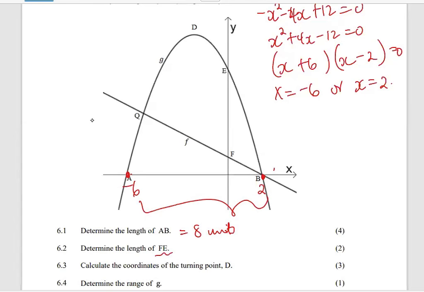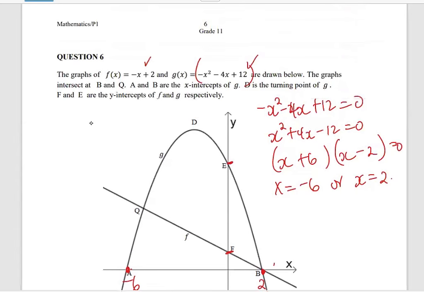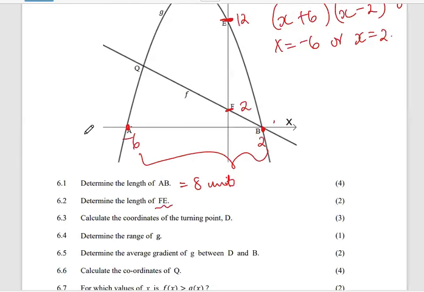Then they want the length of FE. So from this point to that point, what is the y-intercept of F? It's a 2. Okay, we can get it from here. And then the y-intercept of G is a 12, when x is 0. So meaning we're going to have 12 minus 2, which gives us 10 units.